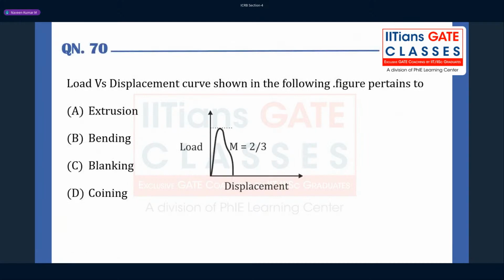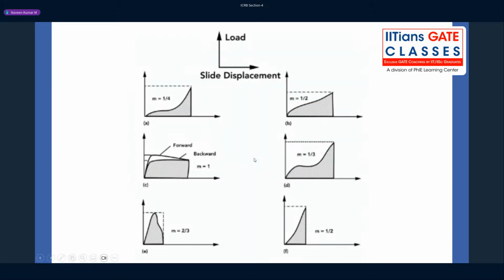This is a good one. Load versus displacement curve in the following figure pertains to which process. It's not only this; we'll discuss so many load curves and which one belongs to what. As mentioned, the y-axis represents load and the x-axis represents the distance as we push, in metal forming. So the first one belongs to a closed die operation, closed die forging with flash actually.